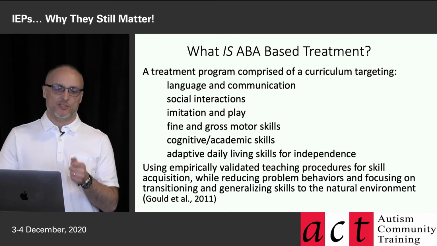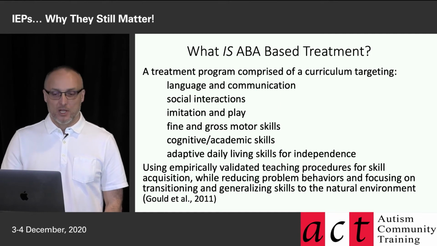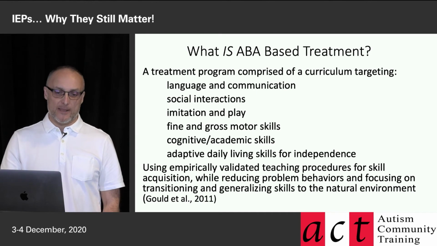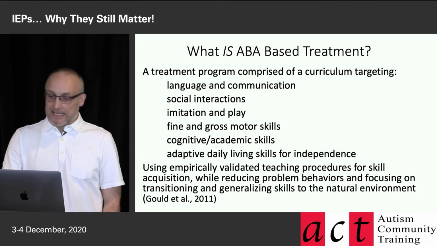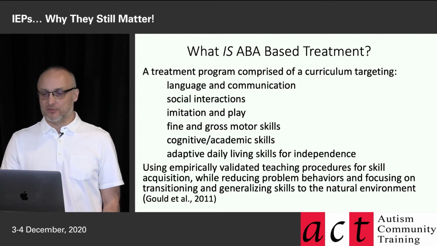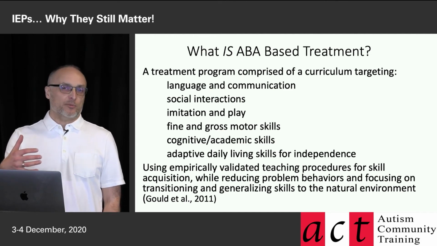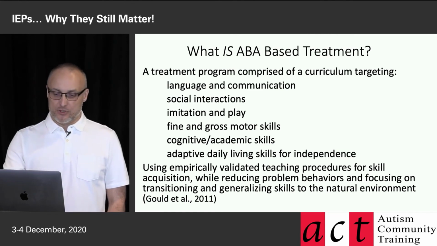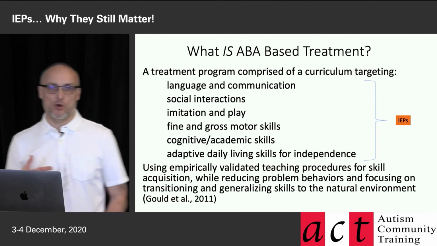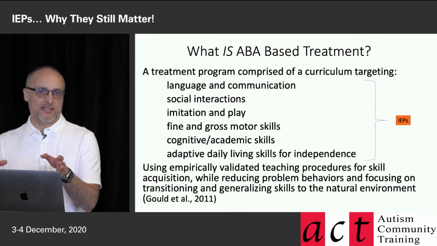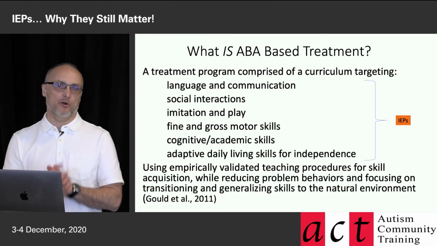More specifically, it's a treatment program comprised of a curriculum targeting language and communication skills, social interactions, imitation and play, fine and gross motor skills, cognitive, pre-academic, academic skills, adaptive daily living skills for independence and autonomy, as well as things like numeracy and literacy and eating and sleeping and toileting and other types of life skills. So an ABA program can target any of these things. And you note that most of these things are relevant to an individual education plan. So an ABA program would have the same function as an IEP program, right, to bring about learning in these domains.